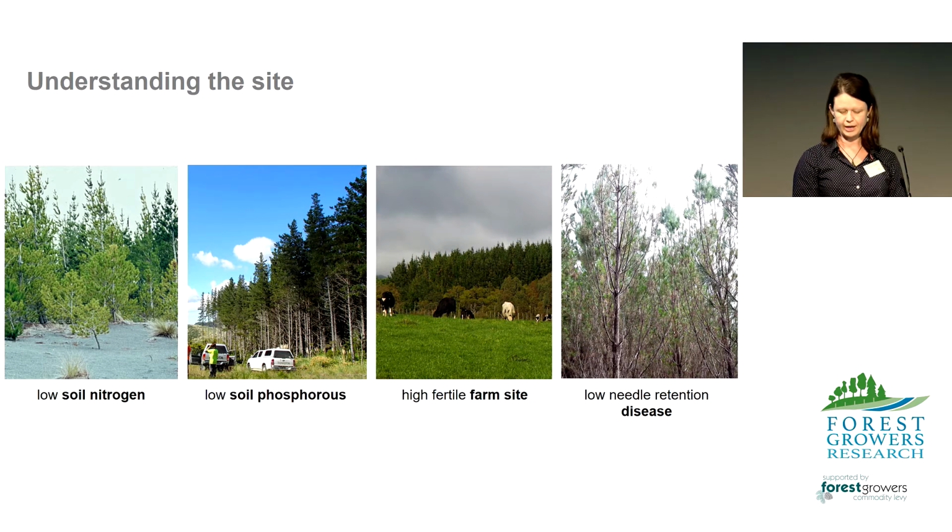For example, you may have a site that's low in soil nutrients that is limiting the site, or there may be no nutrient limitation, as perhaps the site was a fertile farm. Or you may have a needle disease that is impacting on your needle retention. To stack up productivity, the dominant site limitation must be addressed first, with sight of what the next step will be.